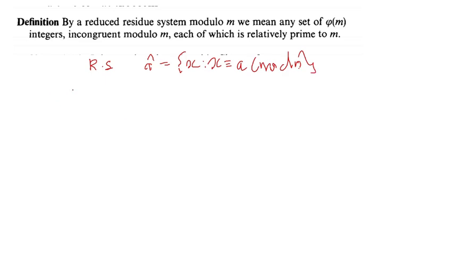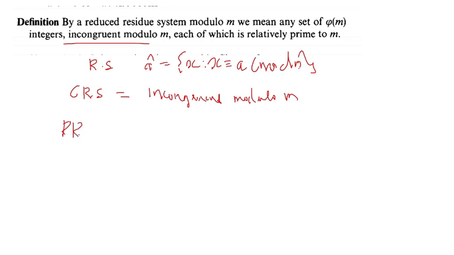Then we define complete residue system. Complete residue system means the m representatives of the residue system which are incongruent modulo m. Then we define a reduced residue system. Reduced residue system means incongruent modulo m and relatively prime to m. That is, complete residue system plus relatively prime to m. This is the definition.